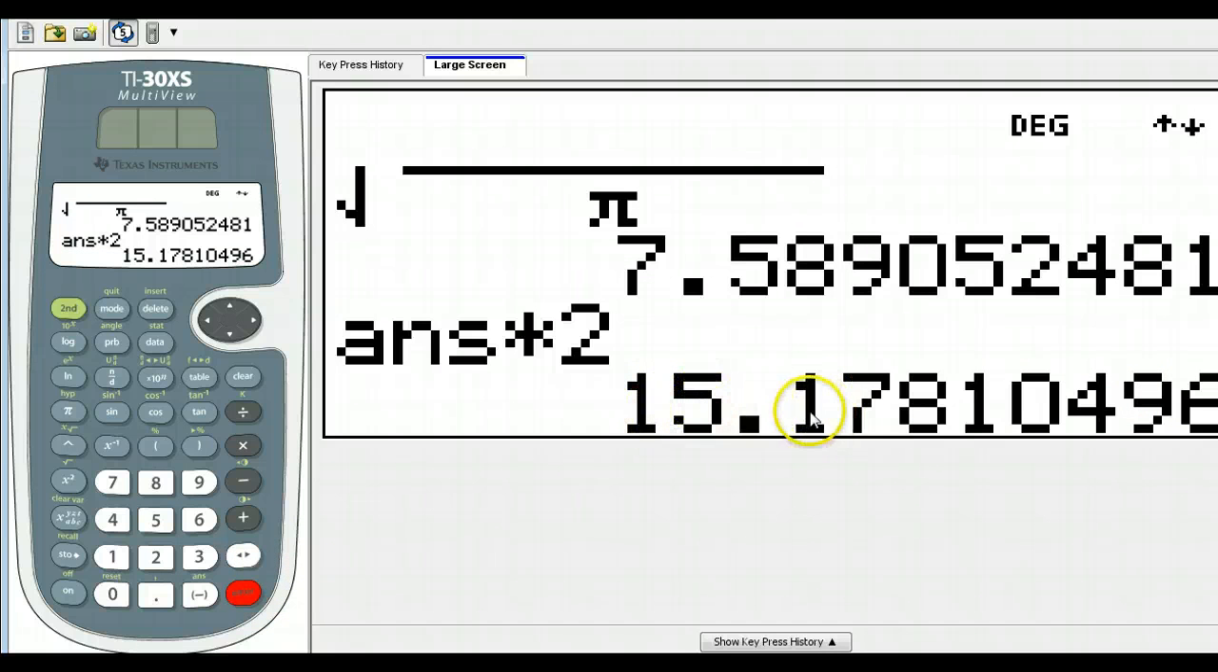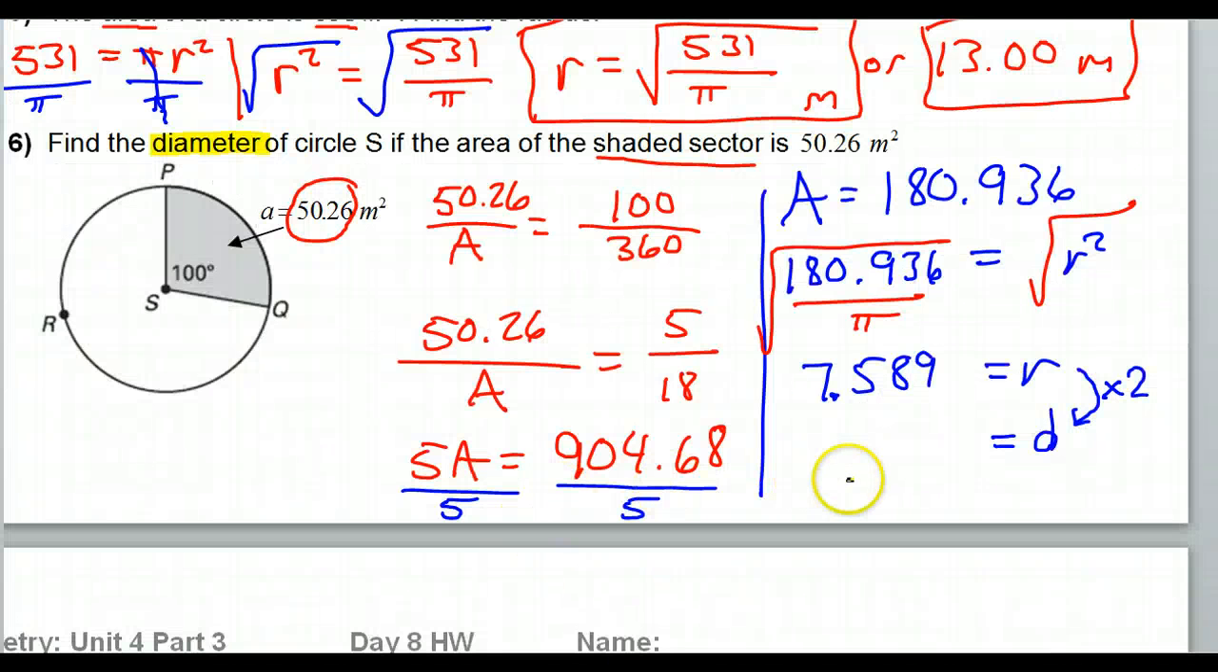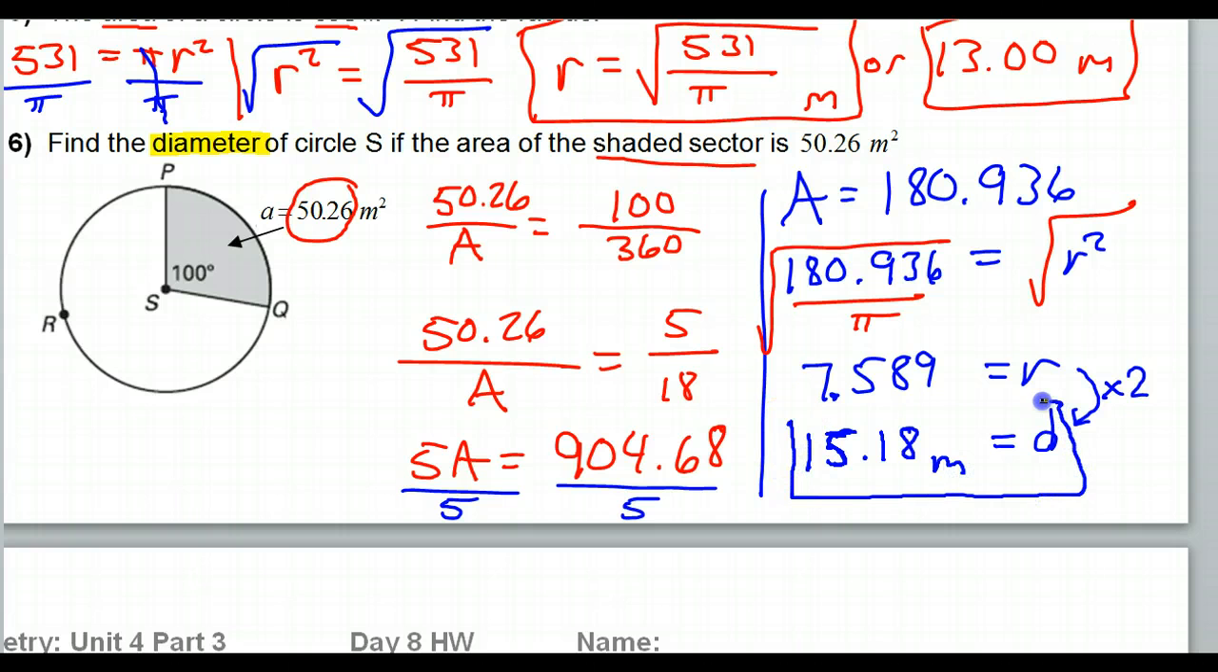So that's 15.18. Should be what everybody has. Never round until the last step, just like I did. So that's the diameter. That's what we were looking for. And that should be meters. So that is your final answer.